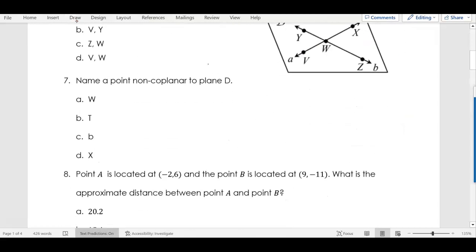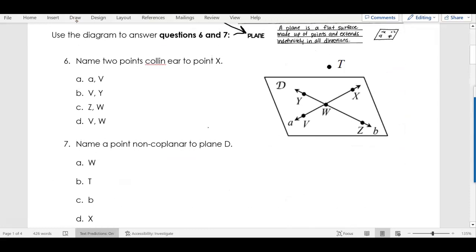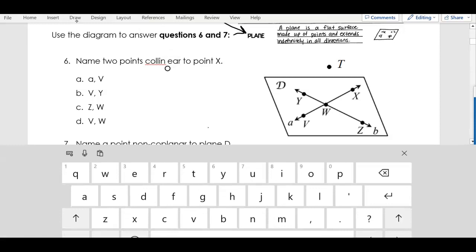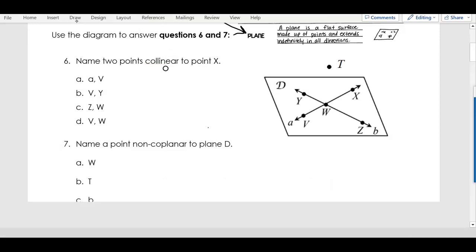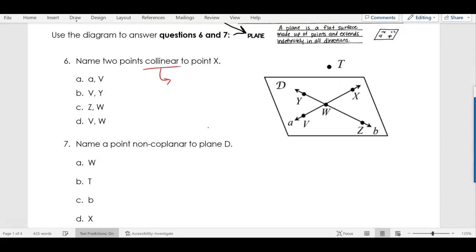All right. Questions 6 and 7. Name 2 points collinear to point X. Now, by the way, it's supposed to be collinear, not "Colin ear." So what does collinear mean? It's on the same line. So what's on the same line? 2 points on the same line as X. So here's X. What else is on this line with X? Well, it's going to be W and V. Cool.